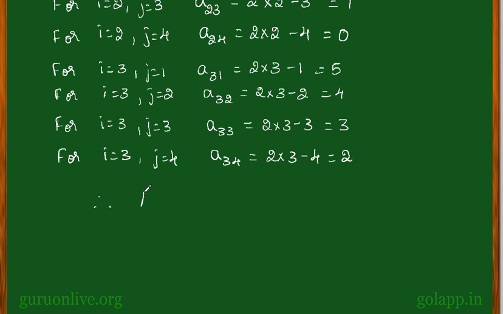Therefore, the elements of A will be equal to 1, 0, minus 1, minus 2, 3, 2, 1, 0, and the last row is 5, 4, 3, 2. These are the elements of the matrix A, whose general element is Aij is equal to 2i minus j.